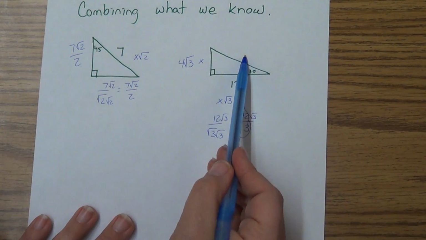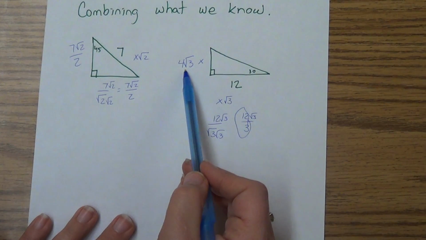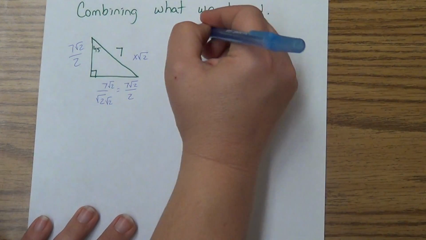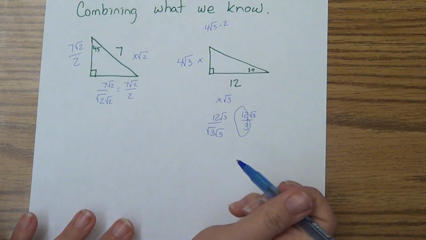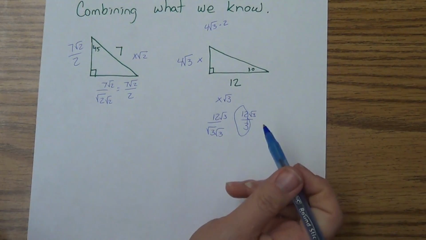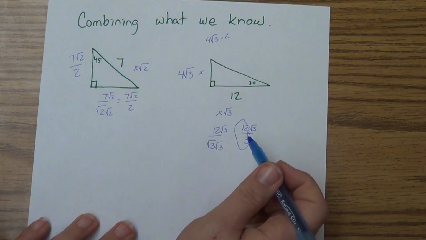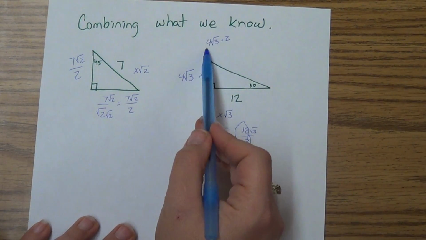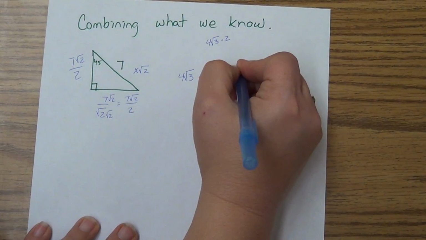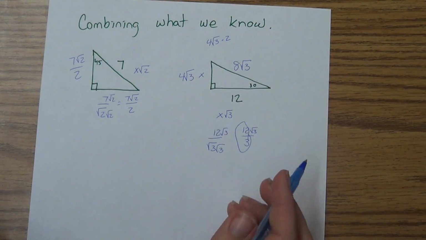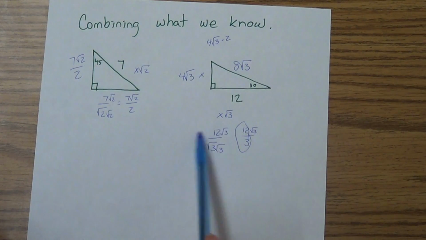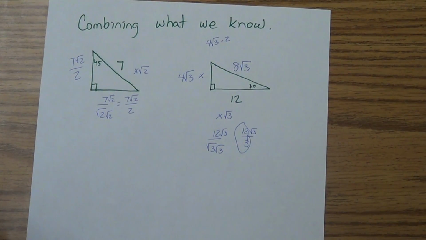And once I know my short leg, finding my hypotenuse is easy because the hypotenuse is just double the short leg. So if I have 4 radical 3 times 2, blast from the past, how do we multiply radicals? Outside, outside, inside, inside. So the 2 is outside of a radical, so it gets multiplied by the 4. So that's 8 radical 3. All right, so we're going to use that tomorrow, so practice up and get ready for tomorrow.